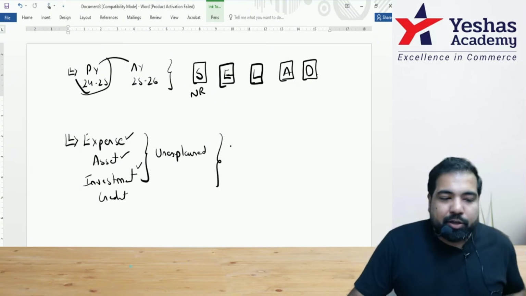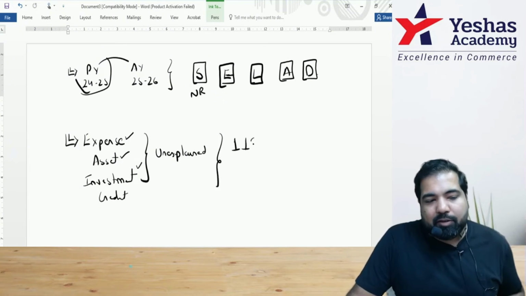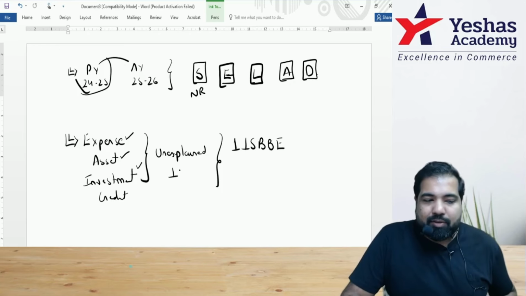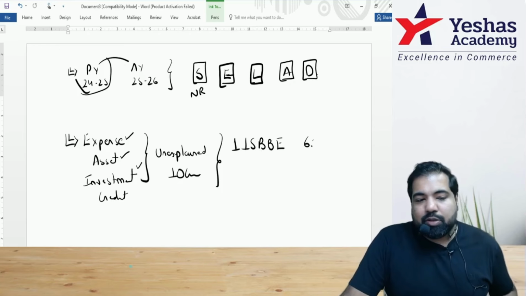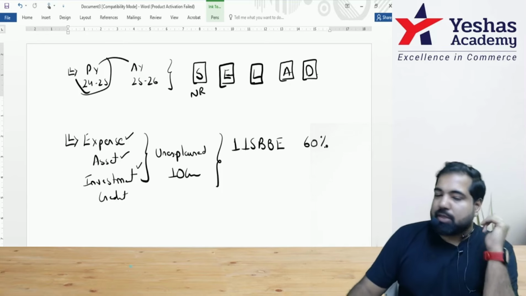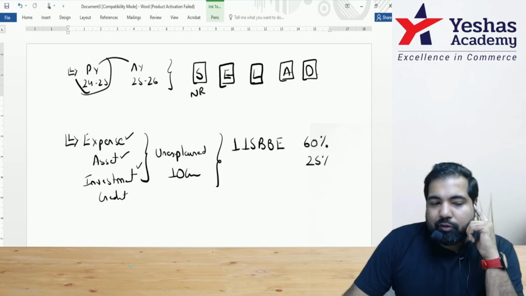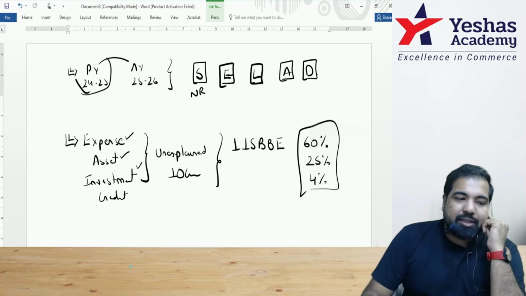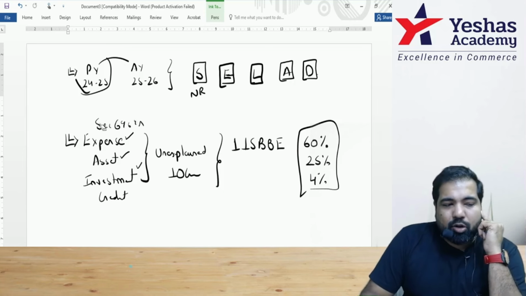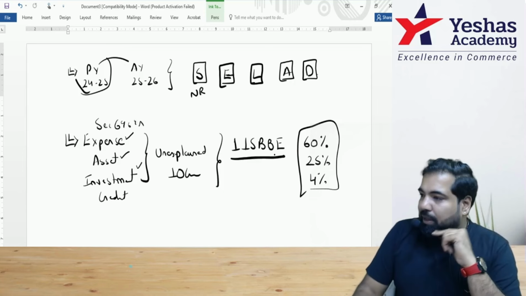And then the government introduces a weapon which is called 115 BBE. And this is very dangerous because let's say they're investigating 10 crore rupees. On the entire 10 crore, they'll tax you at what percent? 60%. No slabs, nothing, flat 60%, and a surcharge of 25% and HEC of 4%. Guys, this is called 115 BBE, and these incomes are under sections like section 69, 69A, etc. But these sections are not important. What is important is 115 BBE.